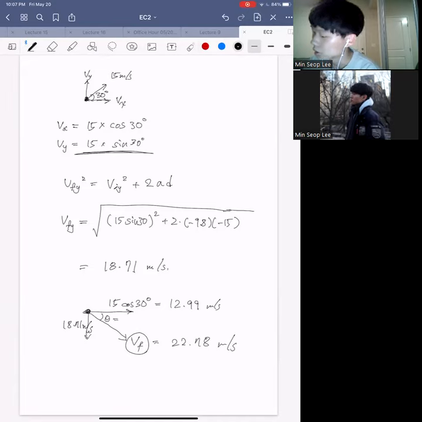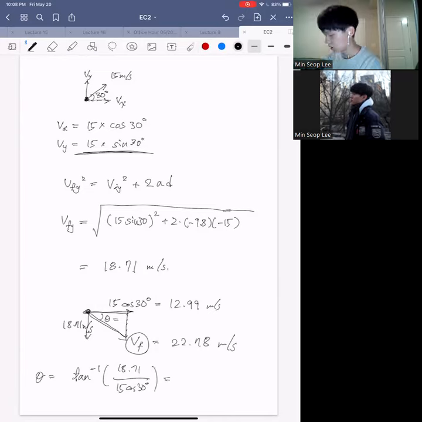For our interest, let's get this angle. So we can just use arctangent. Consider this right triangle here. So arctangent of 12.99. I'm just going to write in trig. So it'll be 15 times. Sorry, it's like this, and then this would yield 47.21.